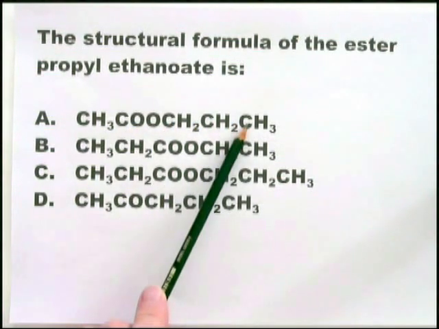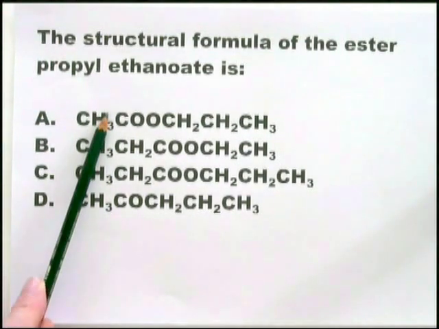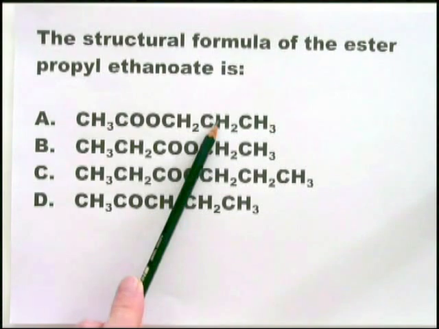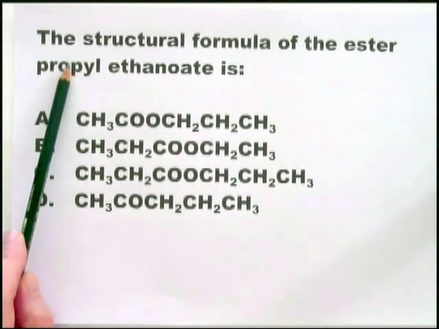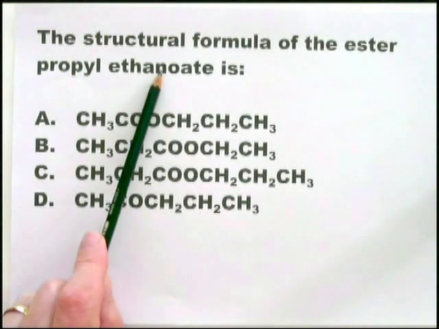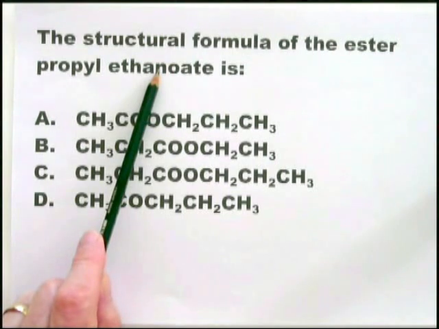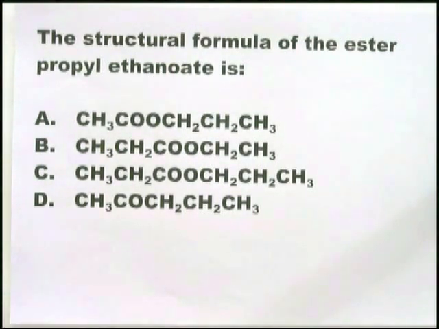1, 2, 3. Now, the thing about esters is that we write them with the acid first and then the alcohol. But we name them with the alcohol, propyl or propanol, and then the acid, ethanoic, ethanoate from ethanoic. So, just remember the ester is written back to front relative to the name.